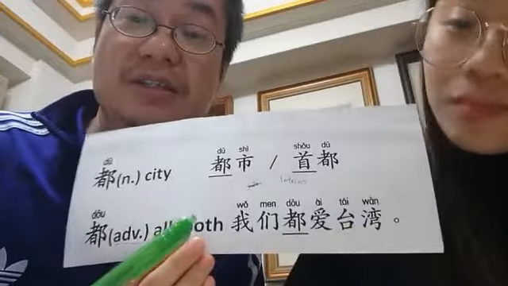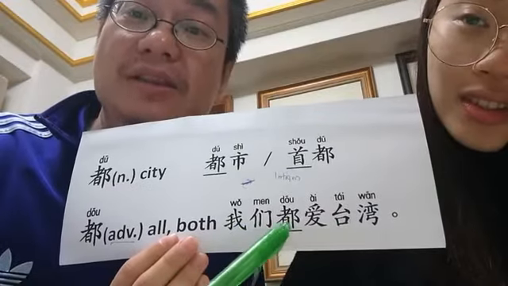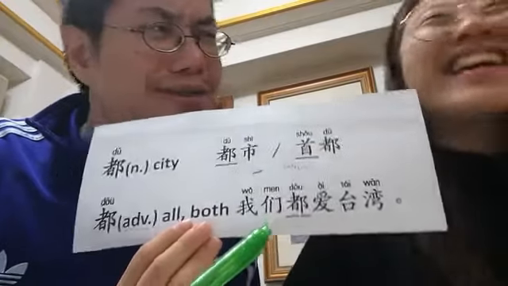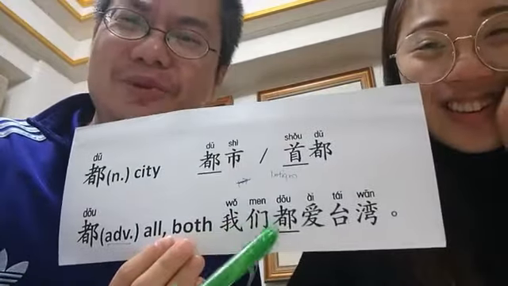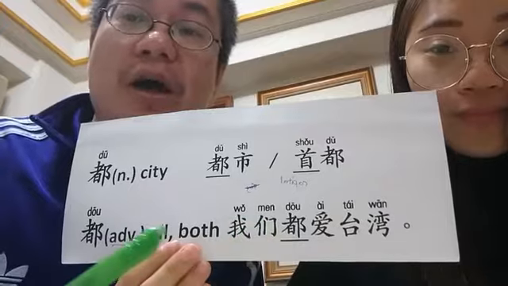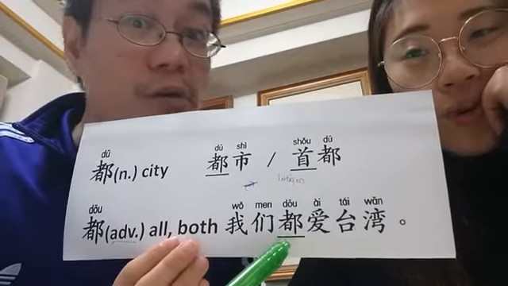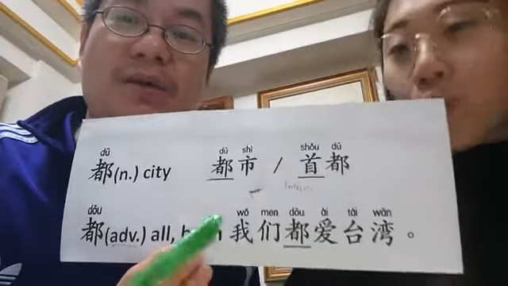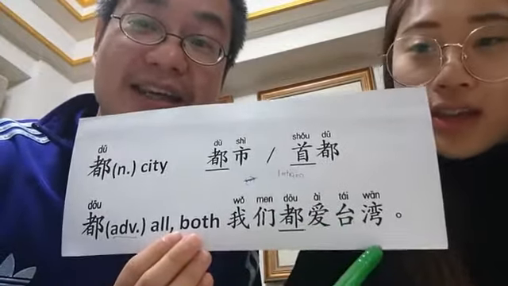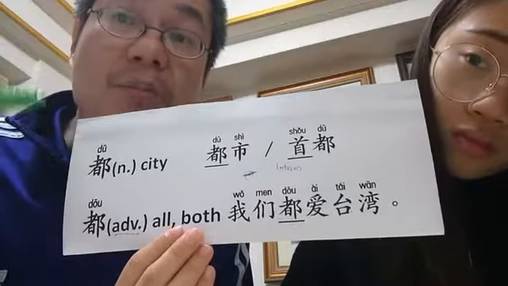So for example, 我们都爱台湾. That's right. And don't say it like this, 我们都, that's so weird. 我们都爱台湾. And here, 都 means all or both. 我们 means we. 都 means all. I love Taiwan. So we all love Taiwan. 我们都爱台湾. Yes.